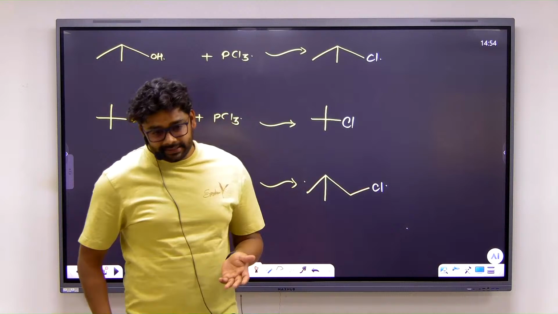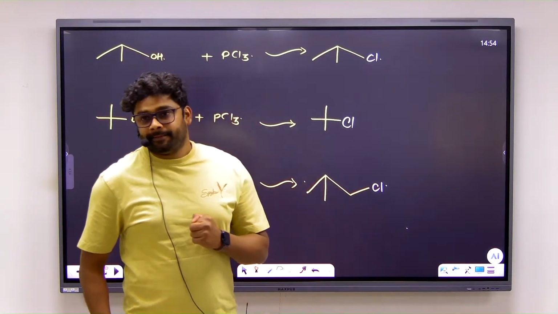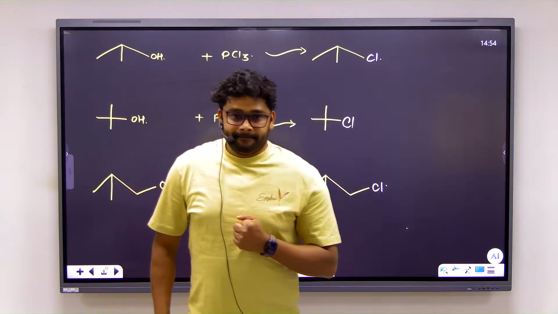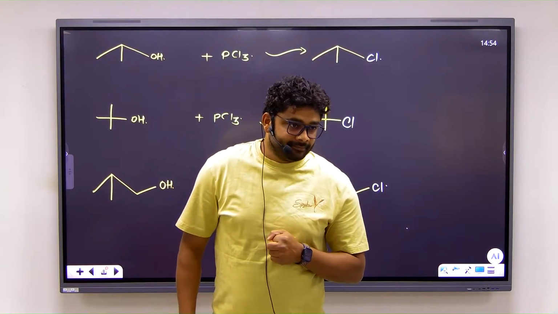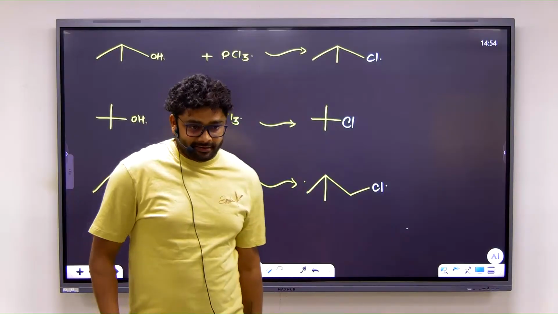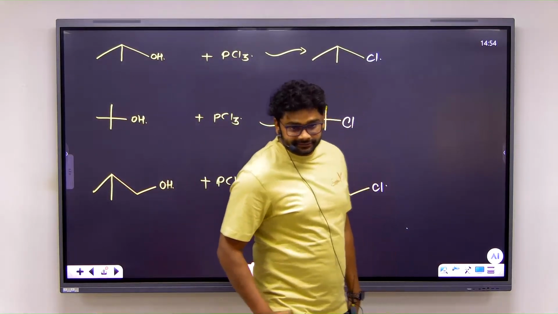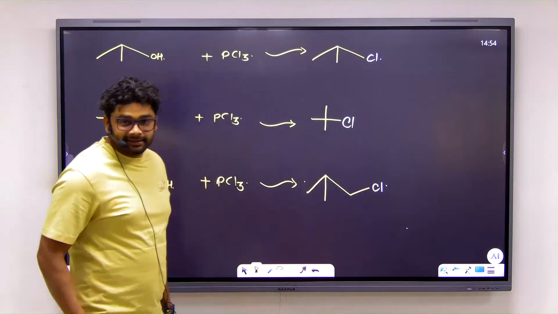In carboxylic acid, you replaced OH by Cl. So what is the name of the family? RCOCl. What is the name of the family? Acid halide. Acid halide.